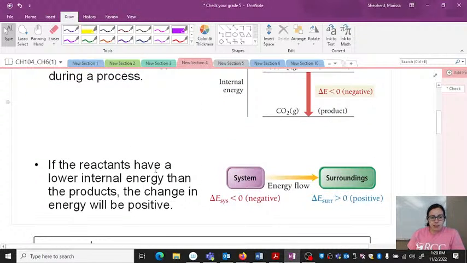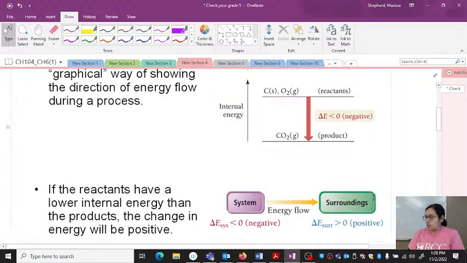And so if the reactants have a lower internal energy than the products, the change in energy will be positive, and that's to the surroundings. And so this goes back to our first law of thermodynamics, so we can't just destroy or create energy, so it has to be transferred. So if our system then is becoming more negative, that means our surroundings get that same increase in energy, so that's what I'm saying when it feels hot.